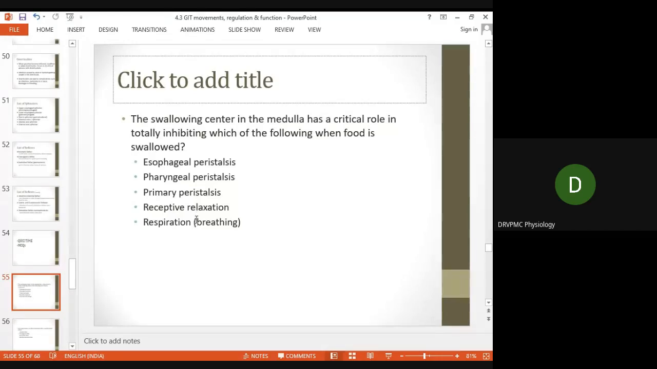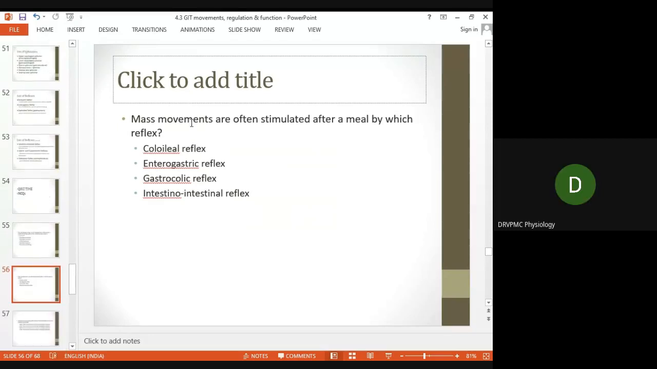What is the correct answer? Ma'am, pharyngeal peristalsis. Swallowing center in the medulla? Ma'am, respiratory. Yes, there is a reflex apnea during the swallowing. Yes, ma'am. Correct.